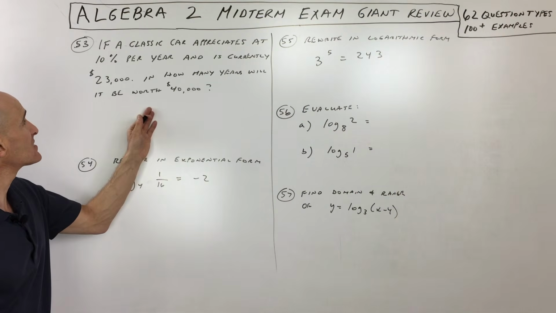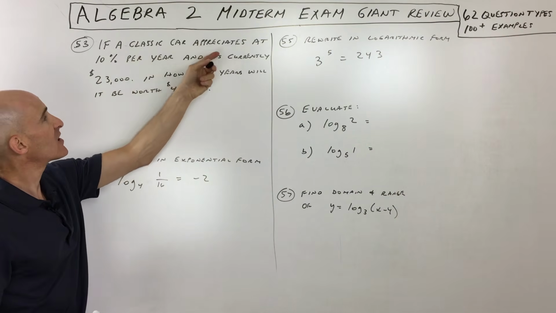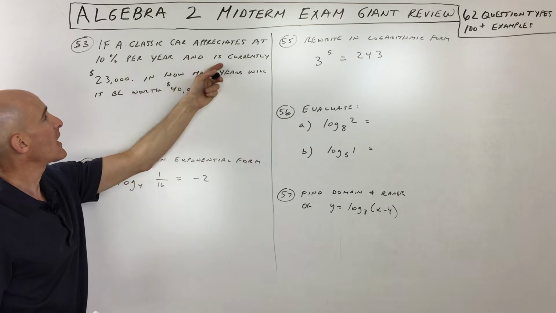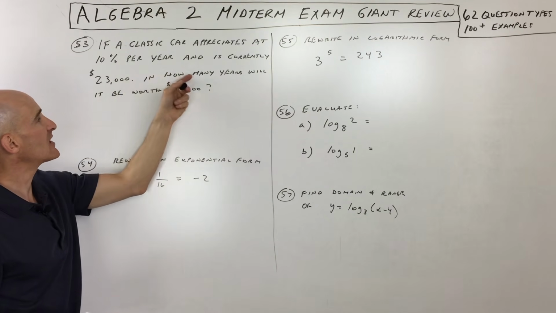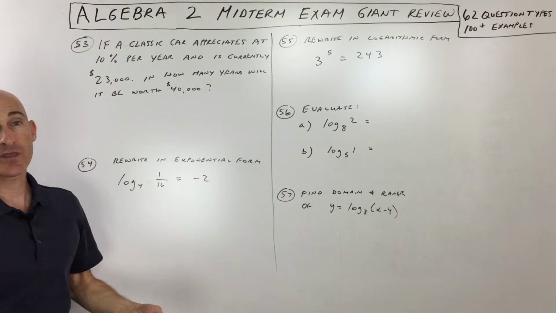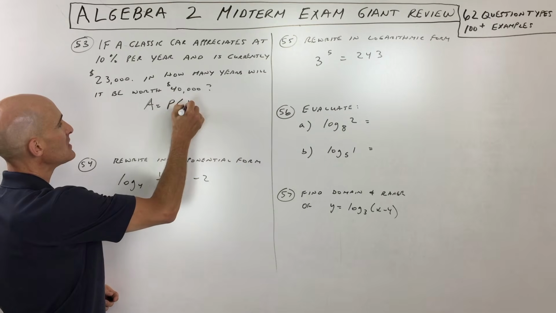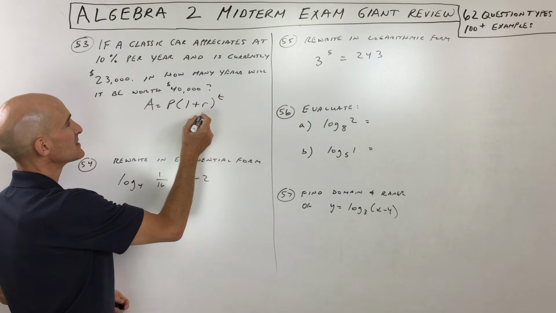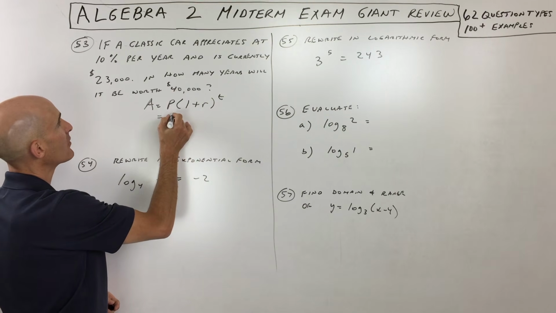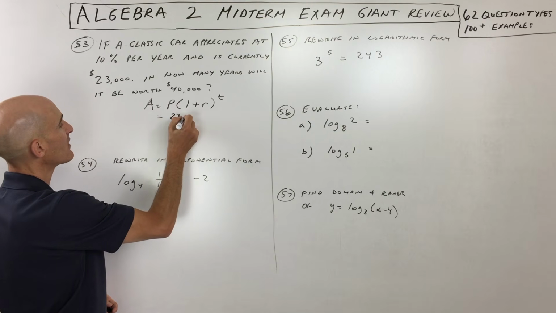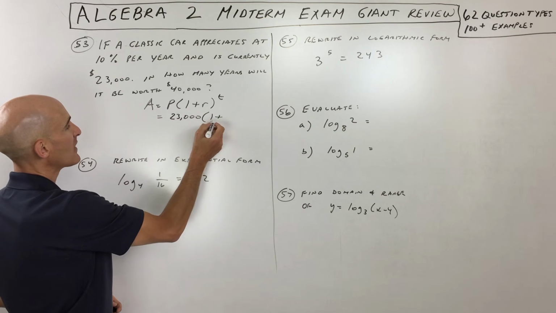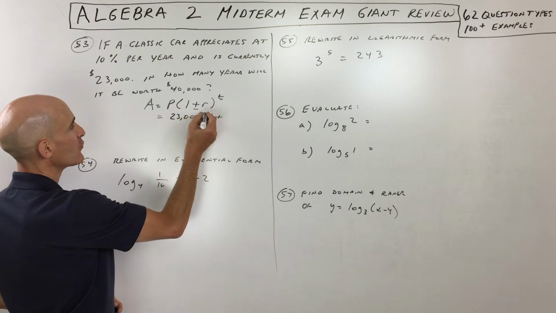But let's continue with this video here. It says if a classic car appreciates at 10% per year and is currently $23,000, in how many years will it be worth $40,000? So the equation that we're looking at here is A equals P(1 plus r)^t. The P is the principal, or the starting amount. In this case, the car is worth $23,000. It's going up. That's why we have the plus here. If it was going down, it would be minus.